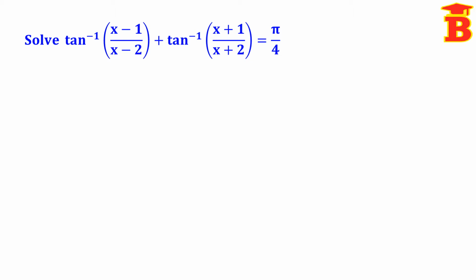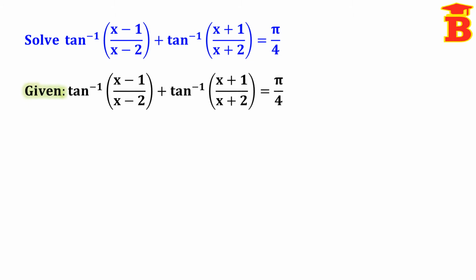Solve tan inverse of (x minus 1) by (x minus 2) plus tan inverse of (x plus 1) by (x plus 2) equal to pi by 4. Now let us take the given full equation. Here see the left hand side. For this we can use the formula tan inverse of x plus tan inverse of y. So that we can apply like this.